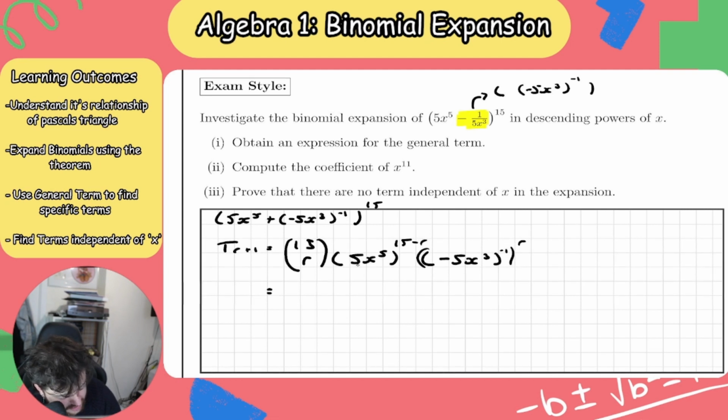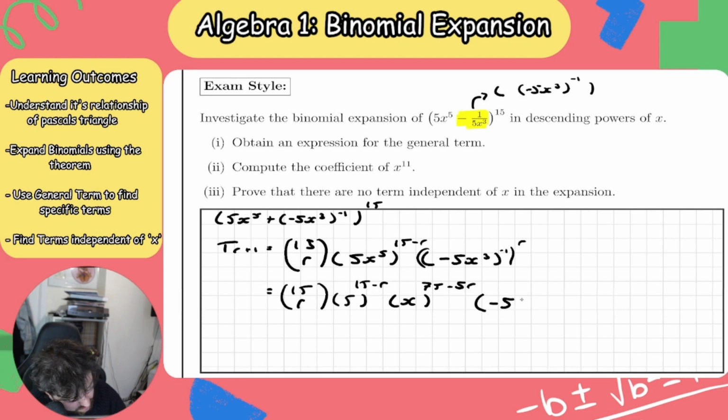Now, I'm going to split off these 5's here. So that's the rules of indices. If I have a product to a power, I can put the power on each product. Now I'm going to have x to the power of 5 to the power of 5 minus r. So it's power to a power, I multiply. So 5 times 15 is 75. 5 times minus r is minus 5r.